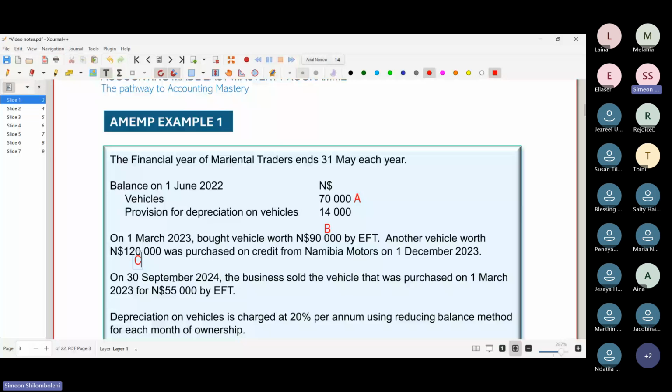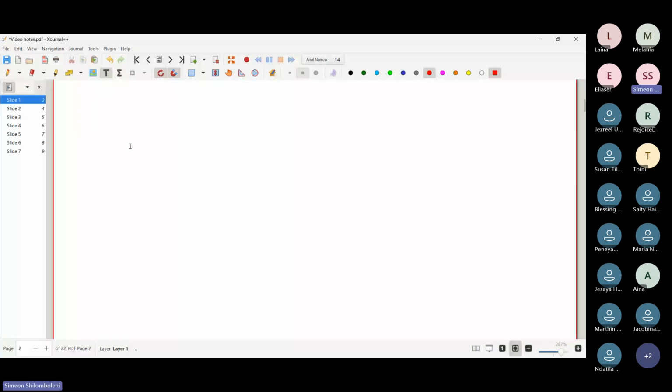On the 30th of September 2024, the business sold a vehicle that was purchased on 1 March 2023. This vehicle purchased on 1 March 2023 is vehicle B, so you are just going to put B. So you can see that you have 3 vehicles. Even though you have 4 or 5 amounts, you have 3 vehicles. That means when you are calculating your depreciation, you must have the information for the first vehicle, the second vehicle, and the third vehicle.